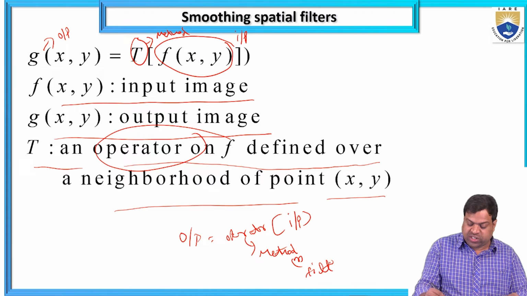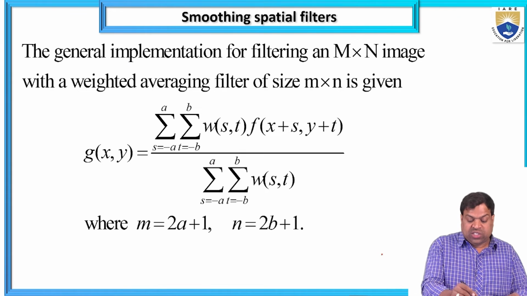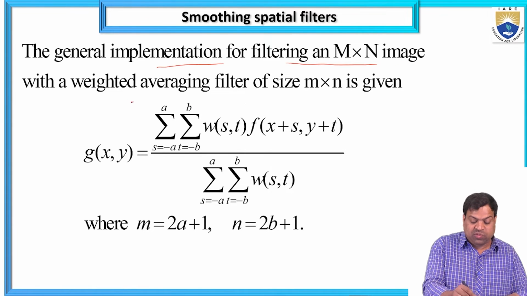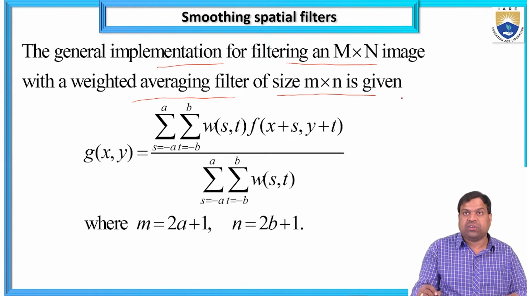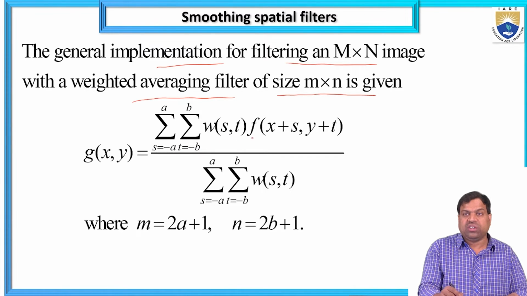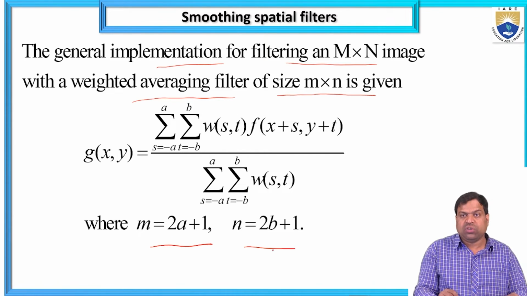Method or filter type. So the general implementation for filtering an m by n image with a weighted average filter of size m by n is given as g of x comma y equals the summation s equals minus a to a, t equals minus b to b, w of s comma t times f of x plus s comma y plus t, divided by the summation s equals minus a to a, t equals minus b to b, w of s comma t, where m equals 2a plus 1, n equals 2b plus 1.